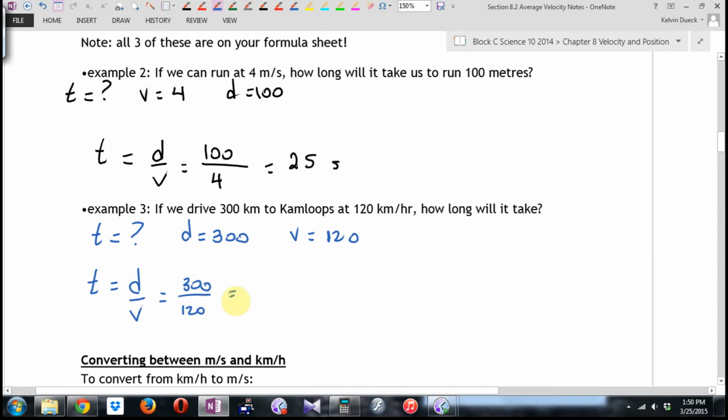I can do this in my head. I think it's going to be 30 divided by 12, which is 15 divided by 6, which is 5 divided by... is the answer 2.5? Someone double check me. Yeah. Is it?